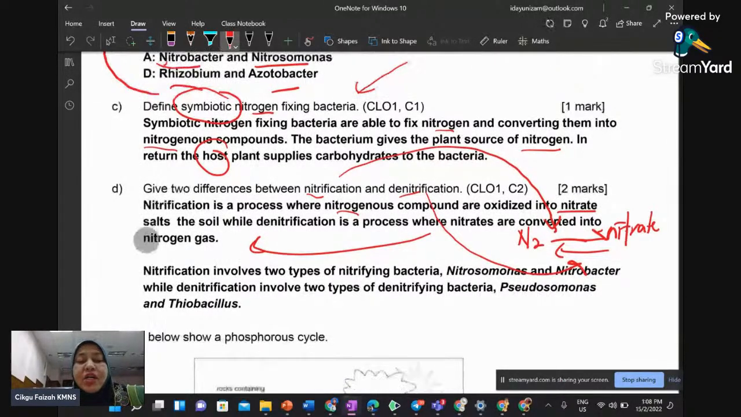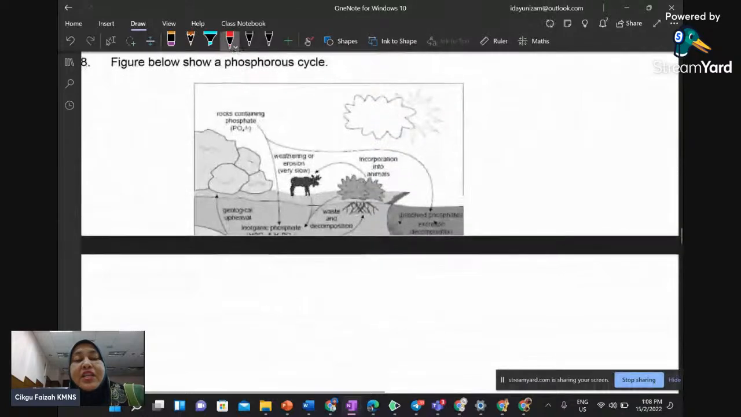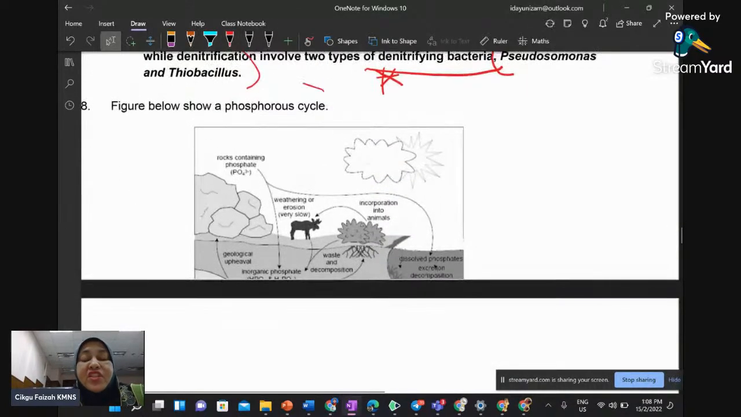Yang kedua, nama bakteria yang involved: kalau nitrification we have Nitrosomonas and Nitrobacter, whereas in denitrification, kalau you tak hafal pun tak apa kelas, Pseudomonas and Thiobacillus. Ini kalau you tak memorize pun tak apa, tapi kena tahu term ni. Ini penting. Denitrifying bacteria. Okay, last but not least, phosphorus cycle kelas, before teacher stop.